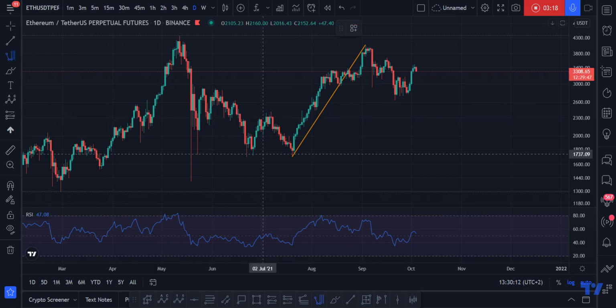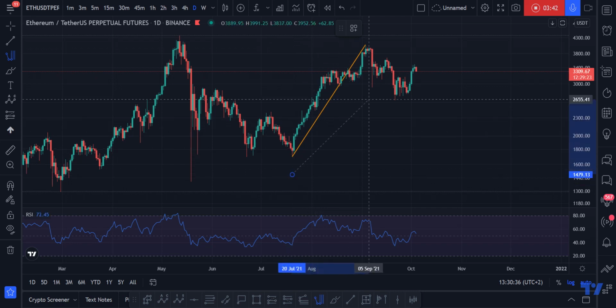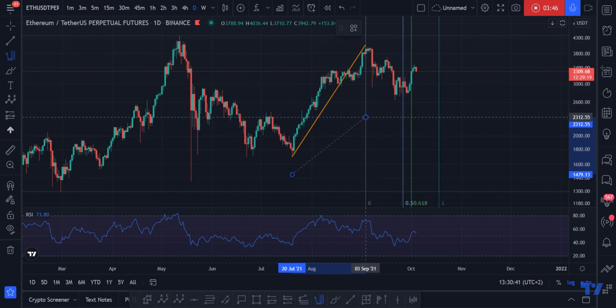So now we have the fib time analysis. We have the origin of the impulse and the end of the impulse. It's not important where you put that. We're not using price at all. So let's put that here, right below, to make a clear view. This is the start, and this is the end. So we can use it here.